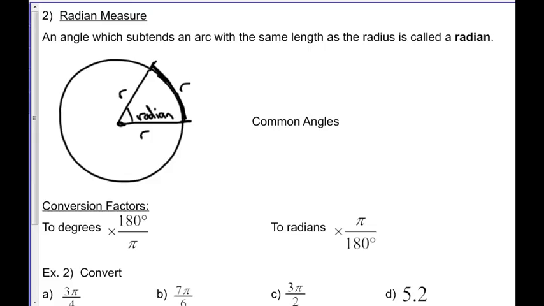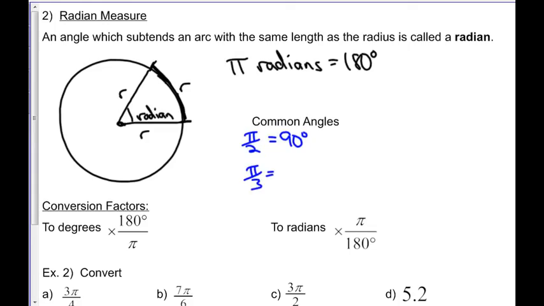And the important equivalency is that pi radians is 180 degrees. We can have conversion factors to go back and forth, but you really should memorize some of the common angles. So if pi is 180, then pi divided by 2 would be half of 180, or 90. Pi divided by 3 would be 1/3 of 180, or 60. Pi over 4 would be 1/4 of 180, or 45. And pi over 6 would be 30 degrees.